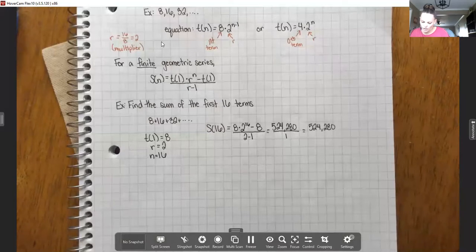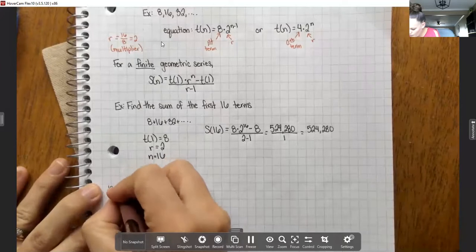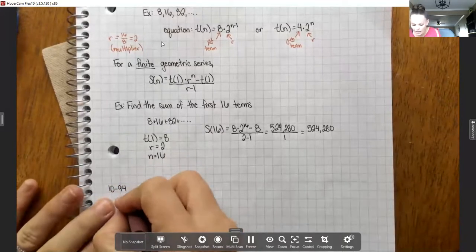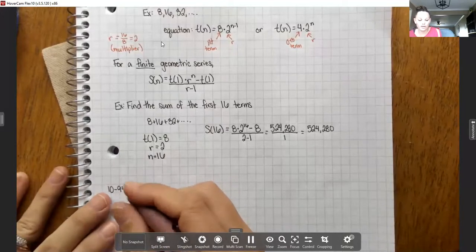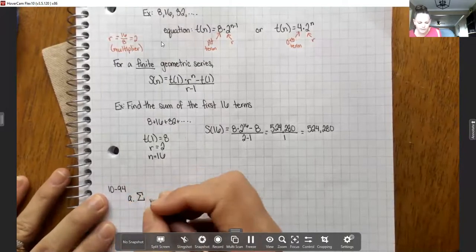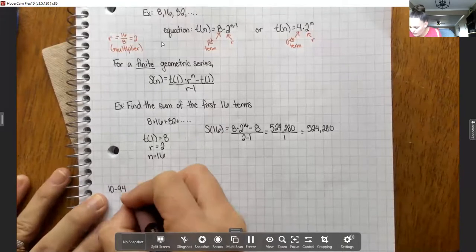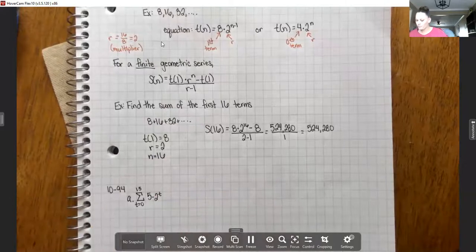Okay, and then we'll do part of 94 and 95. I just want to do a couple. So here, 10-94, part A. It says determine if these are arithmetic, geometric, or something else, and calculate the sum. So part A is like this: the sum from t equals 0 to 15 of 5 times 2 to the power of t.